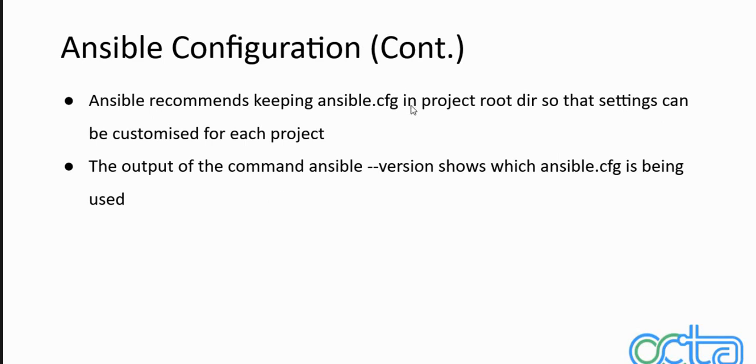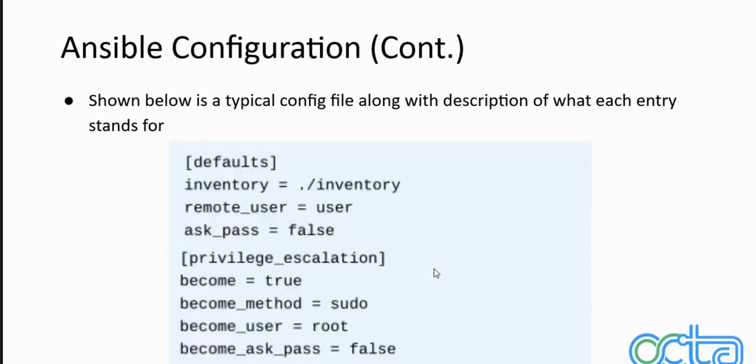Now, with this possibility of ansible.cfg lying anywhere, we don't know where Ansible is reading it from, right? So what they have done is, when you check the version using the ansible --version command, they also show which ansible.cfg is currently being used, so that we know that is the right file. And if we want to make any changes to the settings, that is where we need to make them. Let me show you.